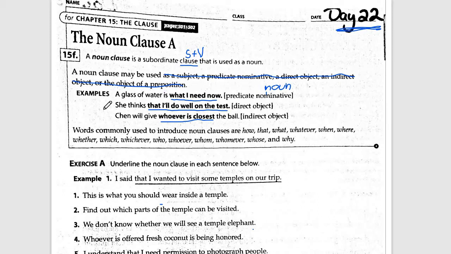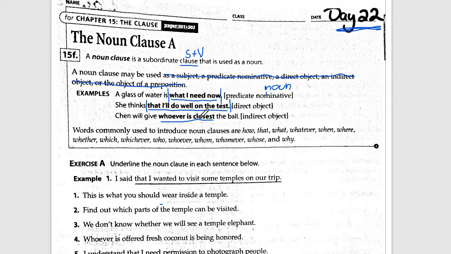Okay? And then you've got she thinks something. Okay? All of these noun clauses can be replaced with something or someone. So I can read this, of course, as she thinks that I'll do well on the test. I can also read it as she thinks something. Okay? Anytime you can replace a phrase with the word something or the word someone, then it is a noun. It operates as a noun. Okay? So a glass of water is something. Doesn't matter what it is, something.